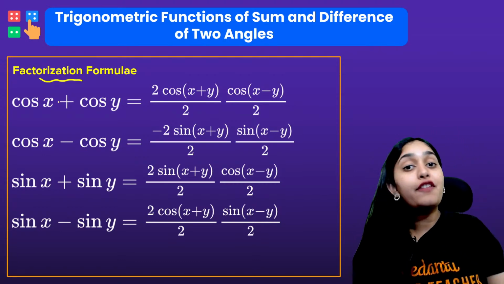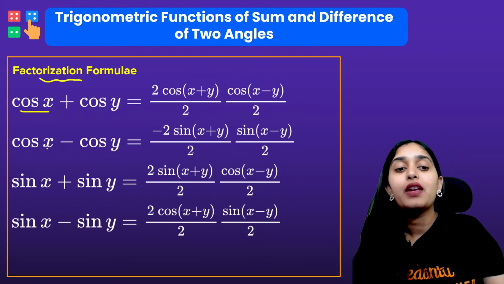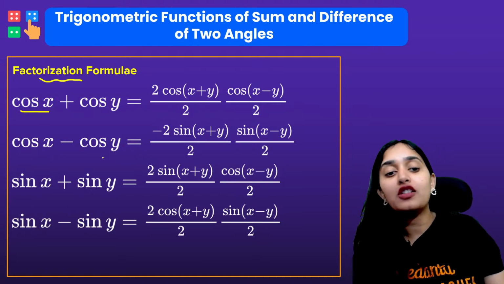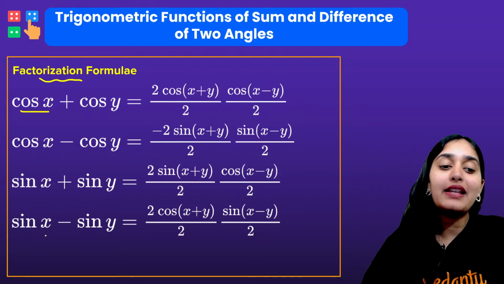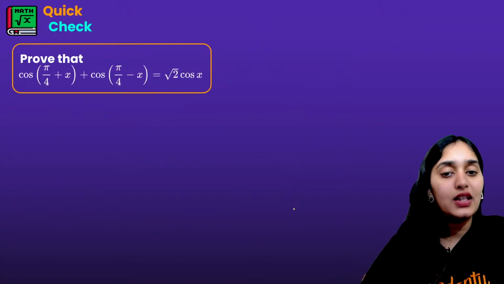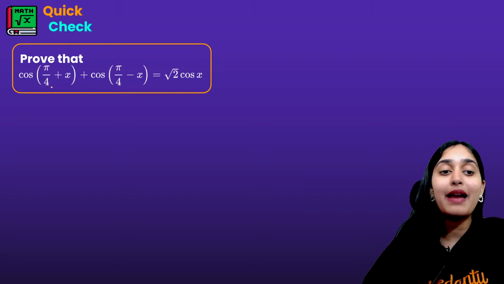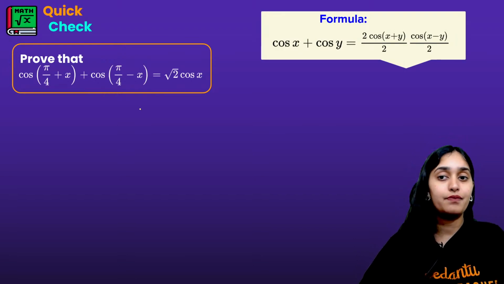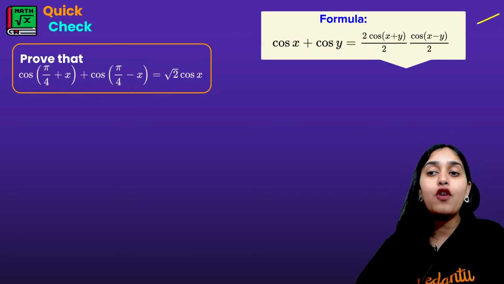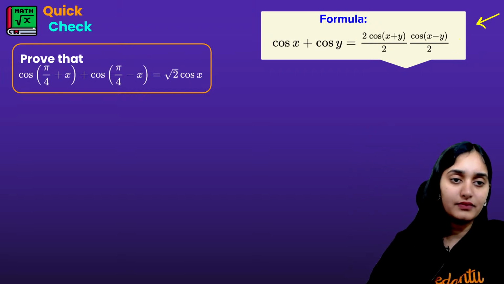Now, what if I want to find the value of cos x plus cos y, cos x minus cos y, sin x plus sin y, sin x minus sin y? So these are the formulas which we can use. For example, here we have the formula cos(pi by 4 plus x) plus cos(pi by 4 minus x) is root 2 cos x. I have to prove this. Now just now I have seen the formula of cos x plus cos y. Let me put it.